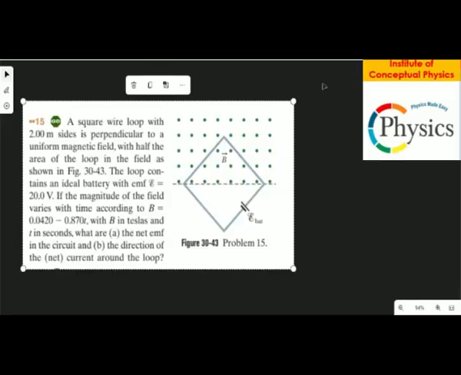Good morning. This question is from Resnick and Halliday. As you can see, there is a square loop of side 2 meters, and there is a magnetic field which is shown to be dots. So, dots are the magnetic field direction, which is all right.